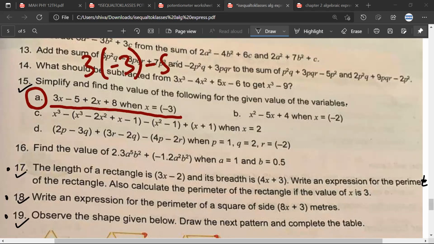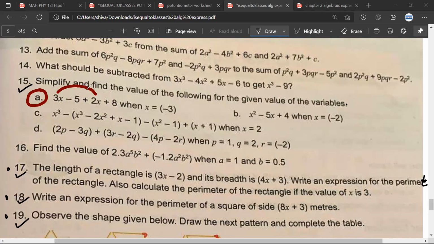So 3 into minus 3 minus 5 plus 2 into minus 3 minus 8, so it will be minus 9 minus 5 plus minus 6 plus 8. Minus 14 plus minus 6 plus 8. That's minus 12. So I think there is an easier way of doing this. You can add 3x plus 2x. What would be the answer? So 5x. And then you can add minus 5 and 8. What will be the answer?